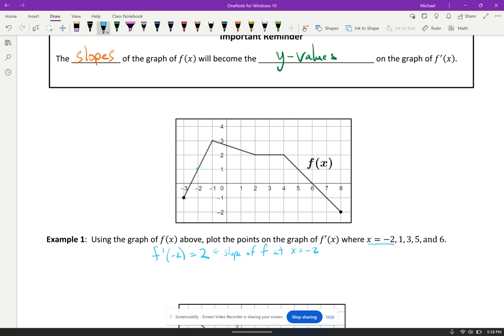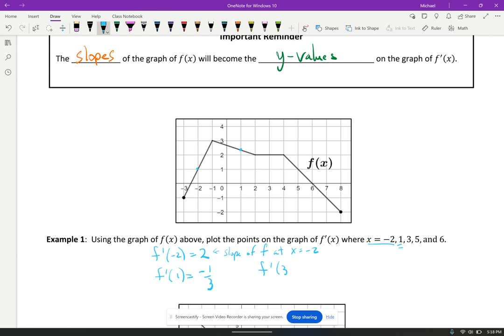So in a little bit, we're going to create a graph for f prime that's going to include the slopes of f as the y values on my new graph. So I'm going to go to the next one. Let's find f prime of 1. This is the f function value, but f prime would be the slope at this point, and the slope of this segment is going to go down 1 over 3. So then this would be -1/3.